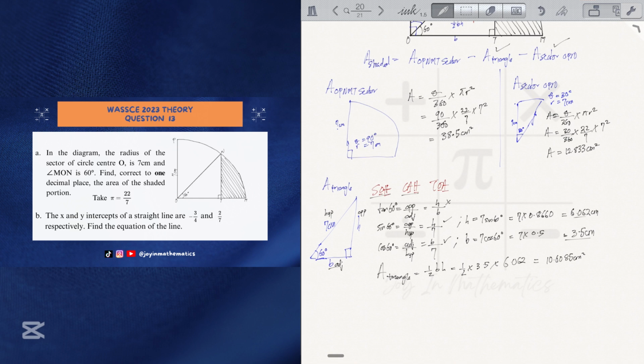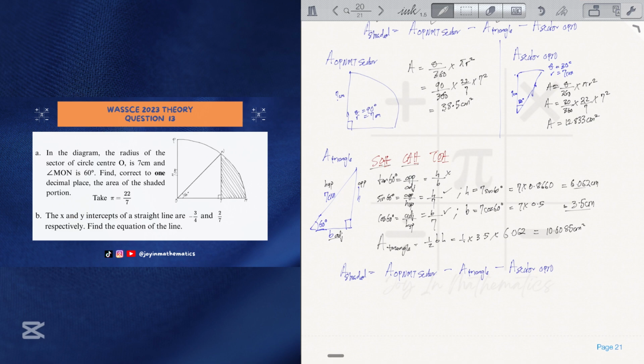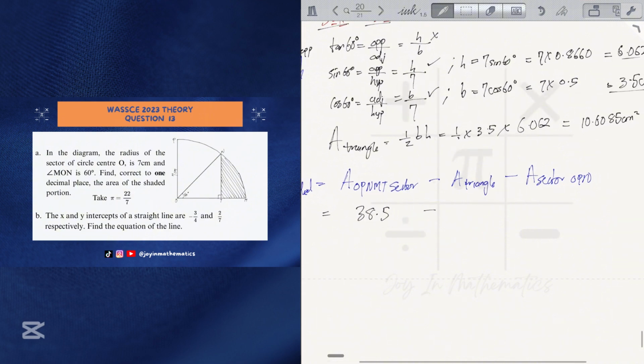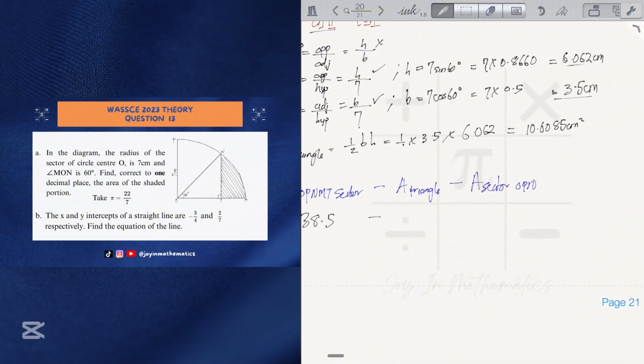Having evaluated the area of triangle, the area of sector OPN and the area of sector OPNMT, we can now evaluate the area of shaded portion. So let's duplicate what we have here, and we can erase this. Now, what is the area of OPNT? It is 38.5. So we have 38.5. And the area of triangle is 10.6085.